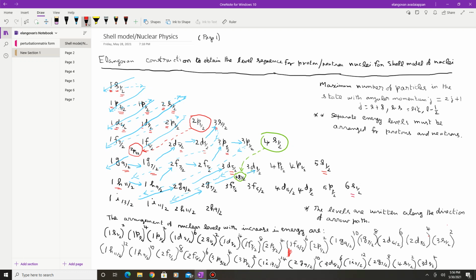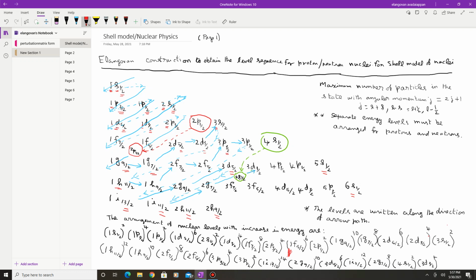Then up to I, we can write 1I 13 by 2, because here L is equal to 0, 1, 2, 3, 4, 5, 6. L is equal to 6 is the I state. So here this is 1I 13 by 2, 1I 11 by 2, 2H 11 by 2, 2H, and so on. Up to this let us write.